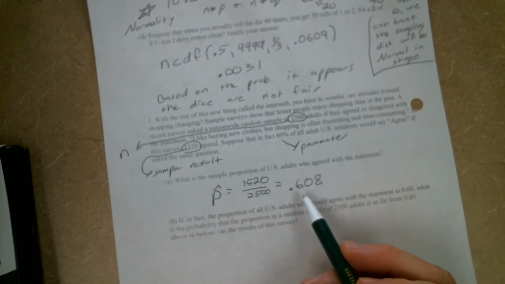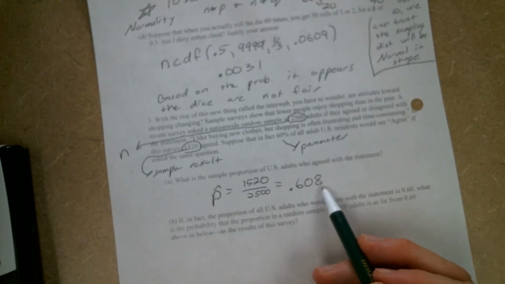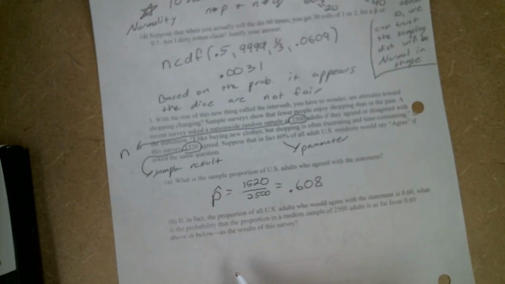And so that's our sample proportion. It says, if in fact the proportion of all U.S. adults who would agree with a statement is 0.60, what is the probability that the proportion in a random sample of 250 adults is as far from 0.6 above or below as the results of this survey? All right, so that's basically saying, what are the odds that it's either 0.008 above or 0.008 below.